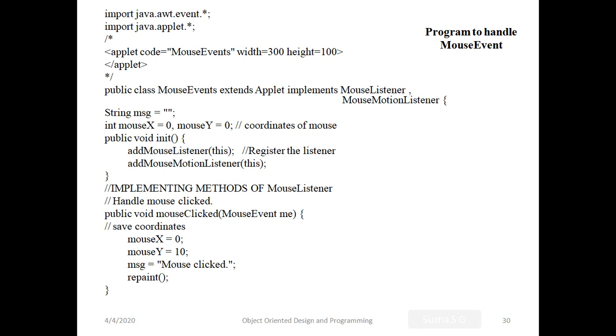Now first we'll implement the methods in mouse listener. There are 5 methods in mouse listener. The first one is mouse clicked. This is invoked when the mouse is clicked. So public void mouseClicked. Each of the methods will accept an object of the event, so MouseEvent me is the parameter. Now let's initialize the mouse x coordinate and mouse y. Both are variables which are declared outside and initialized as 0. Now let's change the value of y to 10. Whenever a mouse is clicked, let's print the message mouse clicked. We call the repaint method so that it is printed on the screen.